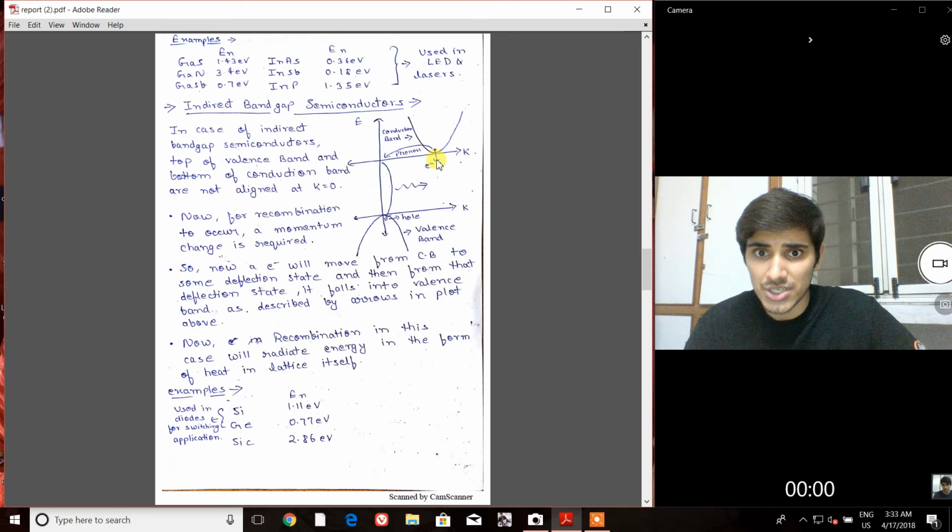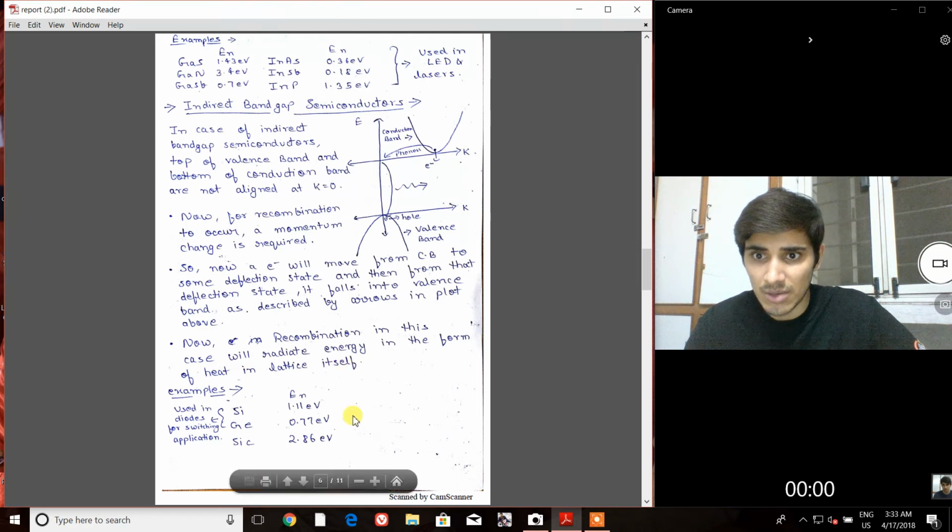So for recombination to occur, this electron will travel from here to here. In this process it will emit phonons, and then it will go from the conduction band to the valence band and release heat in the lattice itself. So recombination in this case will radiate energy in the form of heat in the lattice itself.